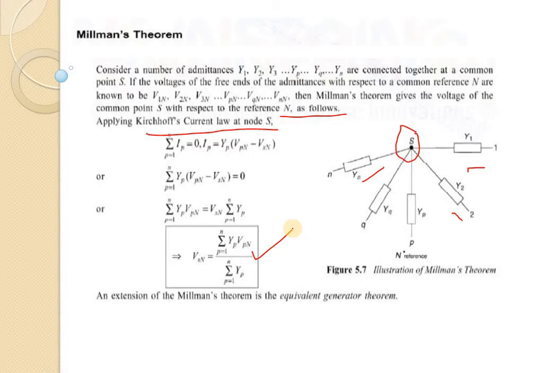Basically, this theorem is an extension of Kirchhoff's current law. In Kirchhoff's current law, we know that the summation of currents at a node equals 0. From this concept, this theorem has been developed, and the voltage at the point S for n branches we can calculate easily by applying Millman's theorem.